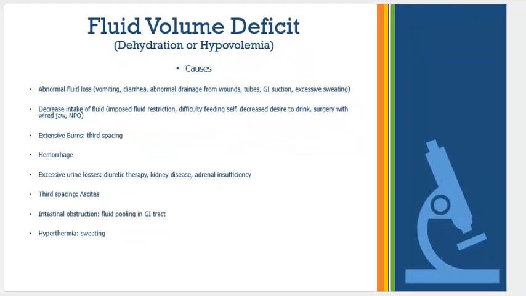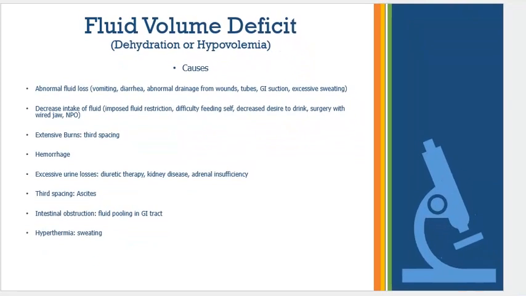That third spacing, sorry, I keep moving that. That's just fluid going where it normally does not go. So with that ascites, that is where fluid is moving into the abdominal cavity. We see that a lot with cirrhosis of the liver or liver failure as well. Some of your nursing diagnoses for this would definitely be fluid volume deficit related to whatever your cause is, or you could also do as evidenced by.